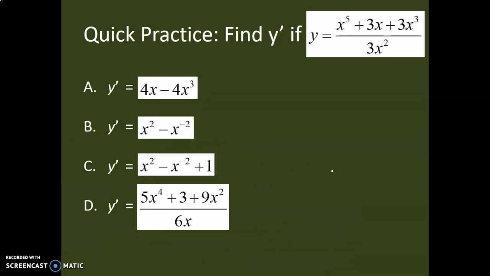All right. I'm going to go do some quick practice. So if you want to, hit pause and try this one out for yourself. I'm going to go ahead and work it out. So before I try to find the derivative, I would rewrite it as 3 separate fractions.